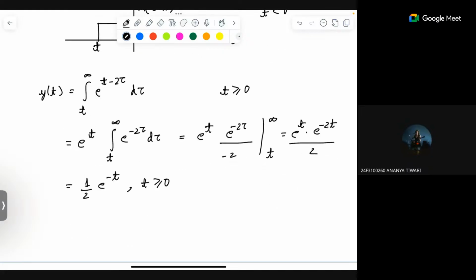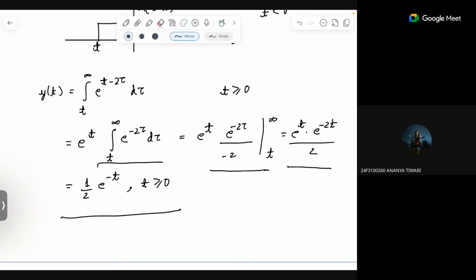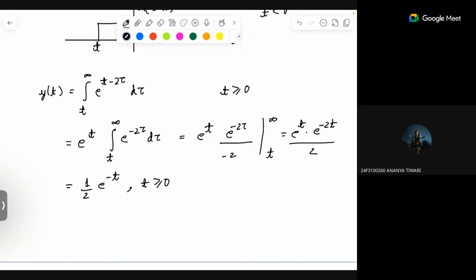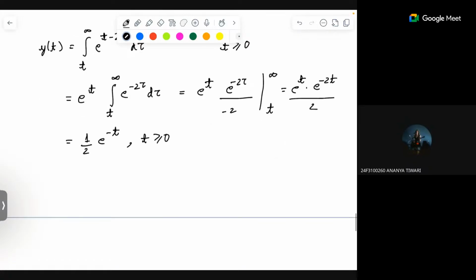Are you getting the same for t greater than or equal to 0? Yes, ma'am. So what we did, we had this integral e raised to the power of t minus 2 tau d tau, limit t to infinity. This e raised to the power of t is independent of tau, so it came out of the integration. We were left with this. We integrated, substituted the limits, and finally we got this. Is this clear? Yes, ma'am.